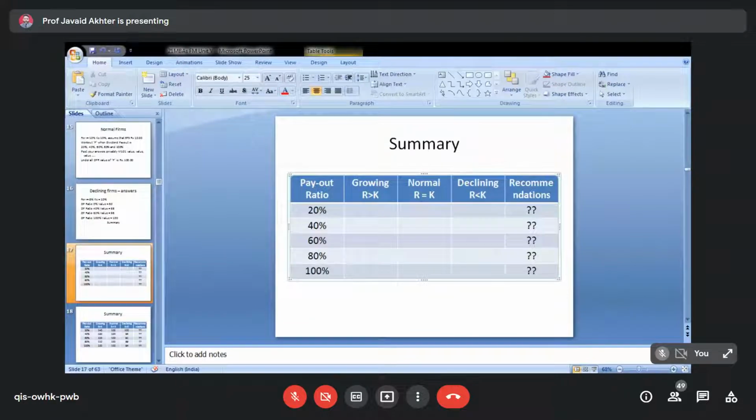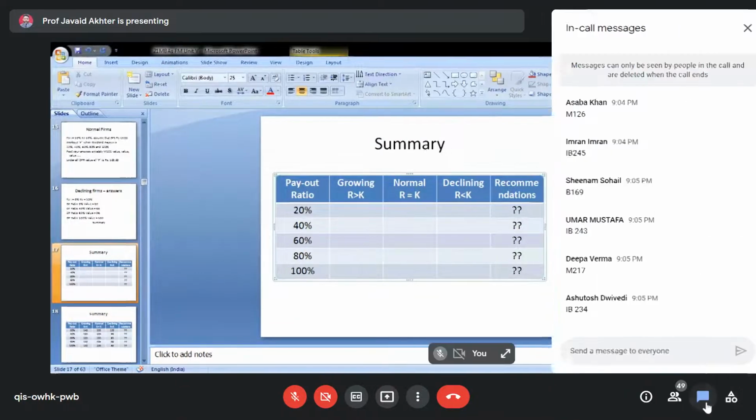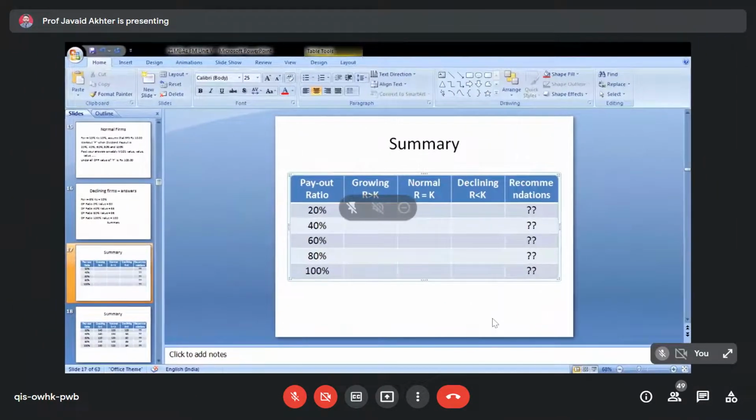Out of 49 of you, only 39 have posted so far. Anyhow, it is your choice, but unless you do it yourself, there are issues which crop up later. Prepare the table which is appearing on your screen and fill in the blanks. Once ready, let me know so that I continue.